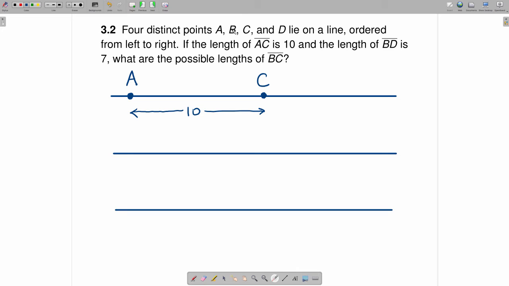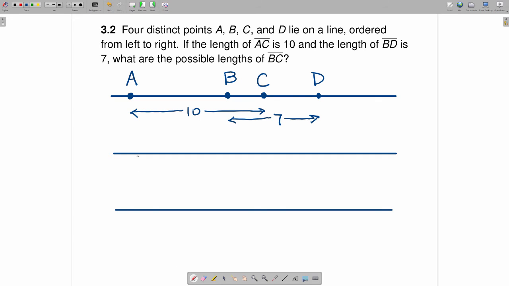Now the next thing we know is that B must lie between A and C, D must lie to the right of C, and furthermore the length of BD has to be 7. So I'm just going to draw a generic version. Let's say B happens to fall right here. Then I can go 7 units to the right of that, and there will be the point D. So what the question is asking is, what are the possible lengths of the line segment BC?